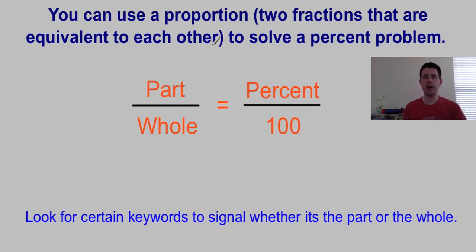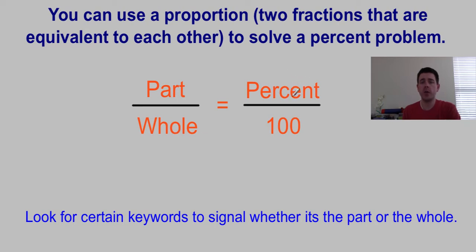We're going to make two fractions that are equivalent. The left-hand one is going to be the information from the problem. The specifics for this particular part. It might be questions out of a test or miles in a trip. The part of something goes on top. The whole amount goes on the bottom.